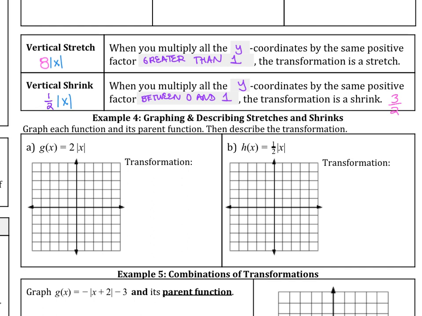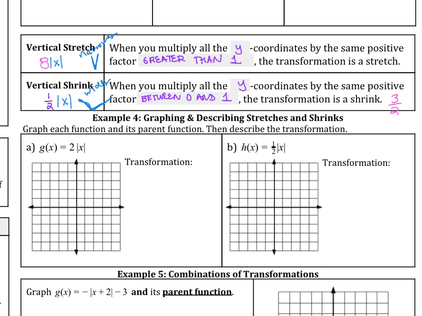So vertical stretches will become narrower. So just to talk about that a little bit, they become narrower, while vertical shrinks become wider. Okay, so narrower would look very, very narrow like this. Wider would be something like this. Okay, more flat.